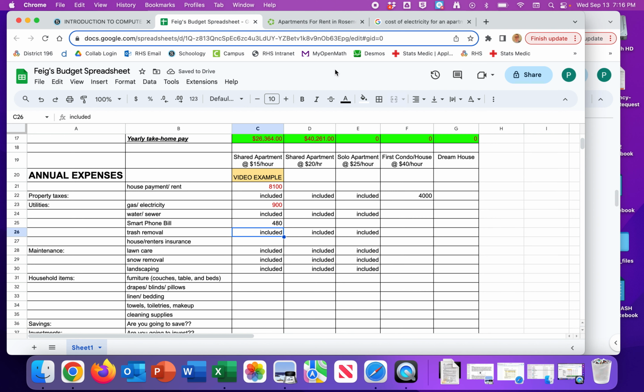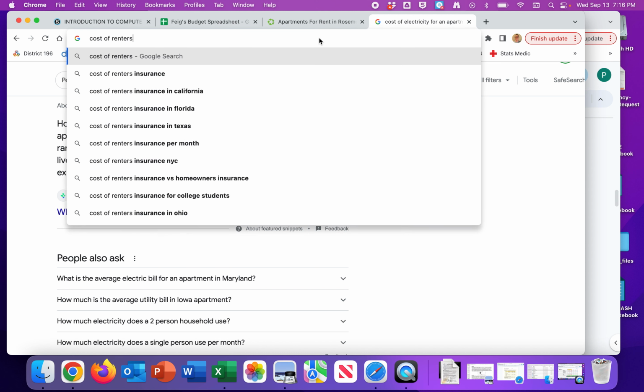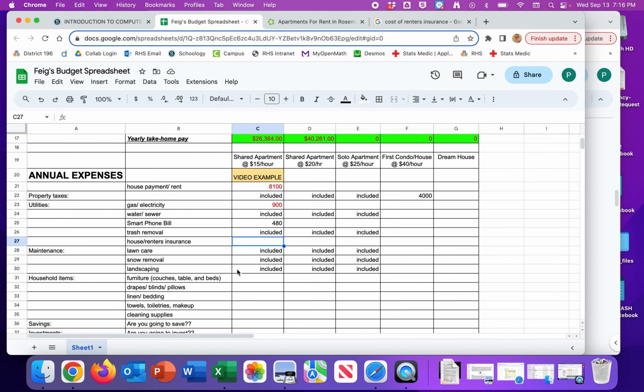House and renter's insurance. If you rent an apartment, you're supposed to have renter's insurance. So, cost of renter's insurance. If anything breaks in the apartment, then you don't have to pay for it. Oh, look, $148 a year or $12 a month. So I'm just going to say equals 148. Now that doesn't get split with your roommate.